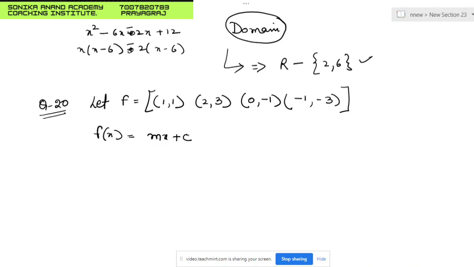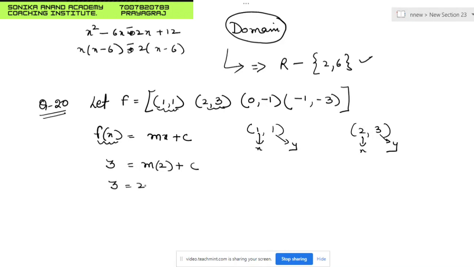Now listen. We can consider this side. 1 and 1. What do you mean by 1 and 1? 1 means x and 1 means y. Or you can take 2 and 3. This is for the x and this is for the y. So this is 3. In place of f(x), we write 3. So this is 2m plus c. It becomes an equation. Similarly, if we put 1 and 1, then m plus c, it again becomes an equation.